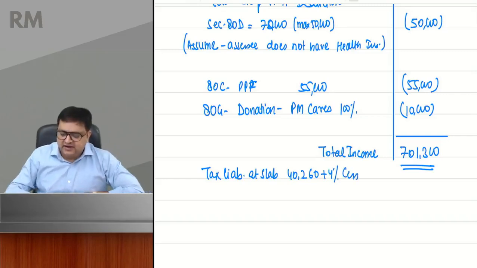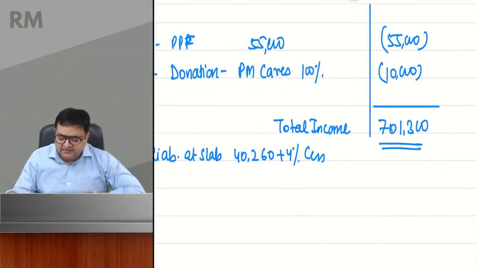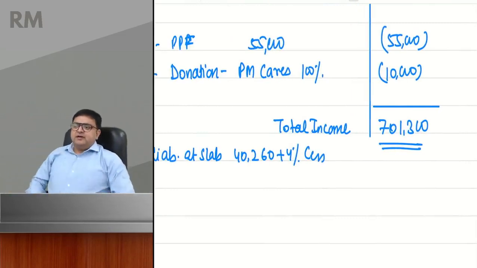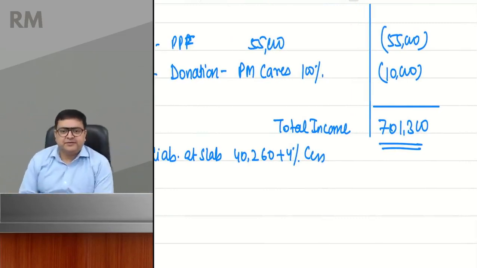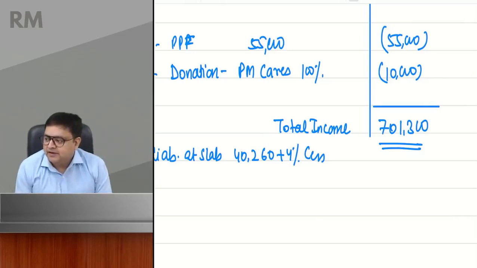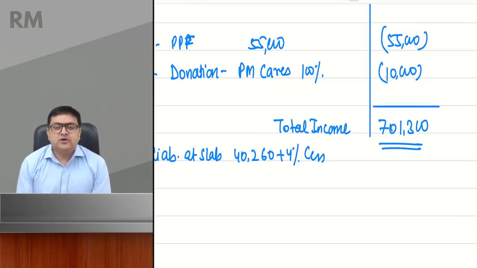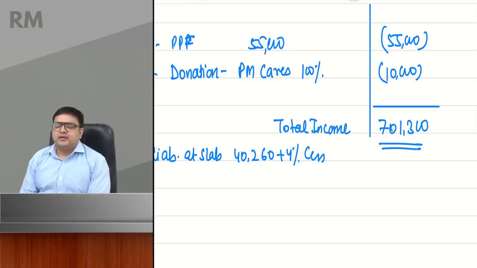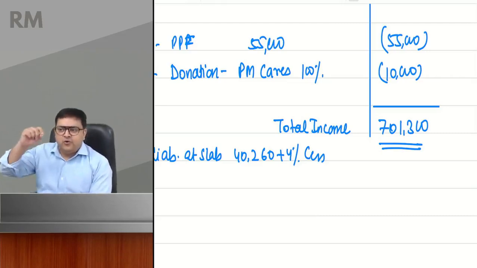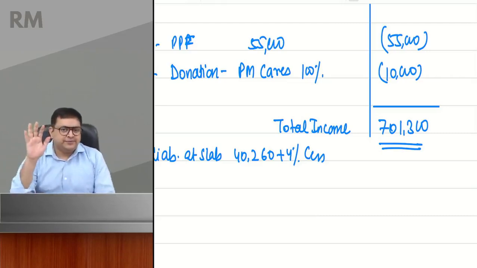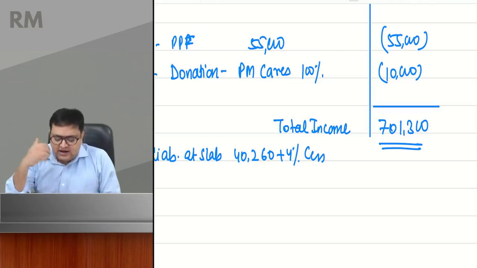Whether this person is eligible for rebate. Guys, his income is 7 lakh 1,300. Whether this person is eligible for rebate. Very important point over here. See, in optional regime, it is up till 5 lakh total income. If it is a little bit over and above 5 lakh, then no rebate. I am asking that for optional regime, because we take 5 lakh.